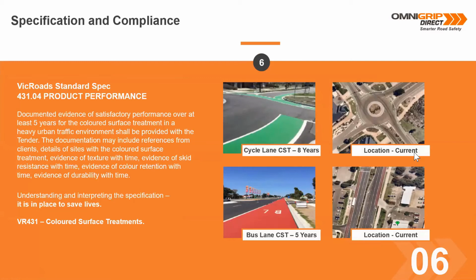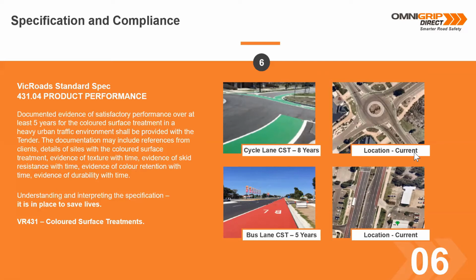Thanks, Dave. So, specification and compliance. Following on from the previous slide, this is a critical excerpt from the current VicRoads standard spec for 431, which is coloured surface treatment. There are many misconceptions about various specs and how they apply to application on the road. Now, this is not a line marking spec. This is a coloured surface treatment spec. So when you look at the civil drawing, it's important to understand the difference, because coloured surface treatment is a specialist application and should be considered as such.